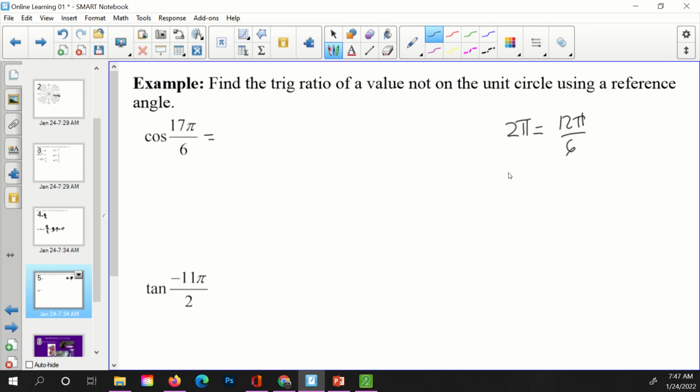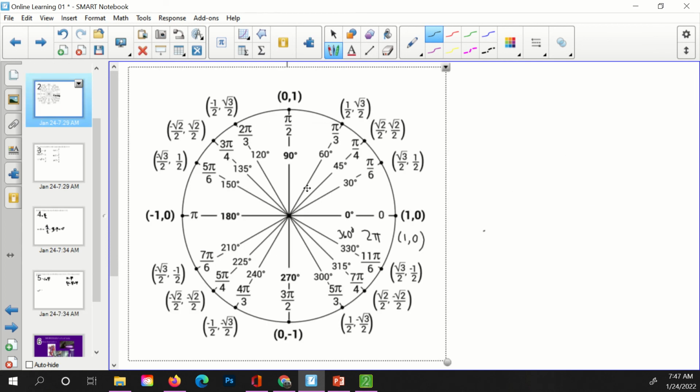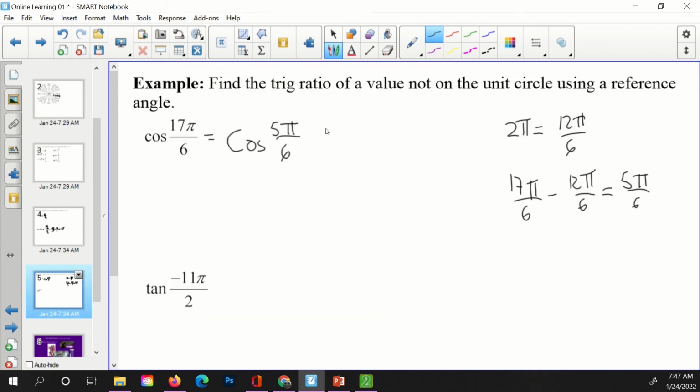So if I take that 17 pi over 6 and I subtract the 12 pi over 6, I'll get 5 pi over 6. So in essence, the cosine of 17 pi over 6 is going to give me the same value as the cosine of 5 pi over 6. So when I go to my unit circle and I go to 5 pi over 6, the cosine is the x value, so I'll have square root of 3 over 2. And it's negative because we are in the second quadrant.